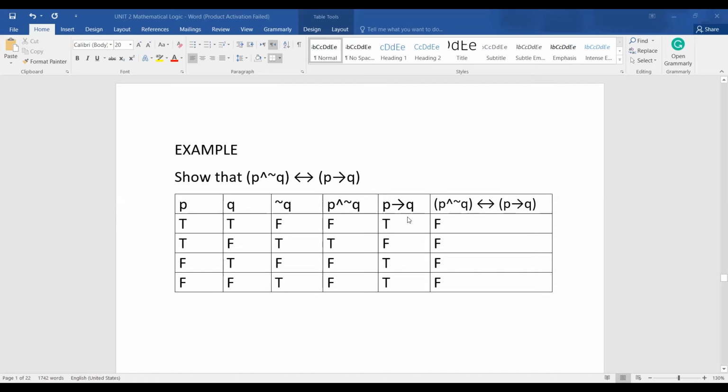Now we have our biconditional, if and only if. If and only if is only going to be true if both the conditions are true. That is what the if and only if condition does. That's why when we want to check, none of these tables has both the conditions true. That's why all of them are false.